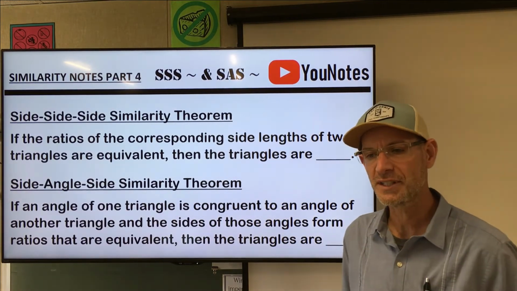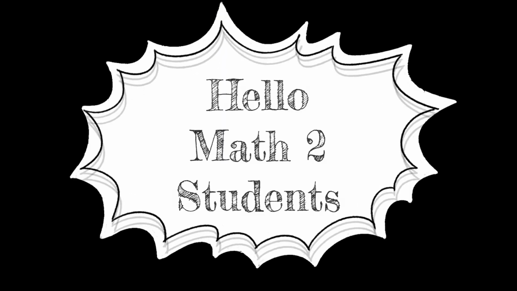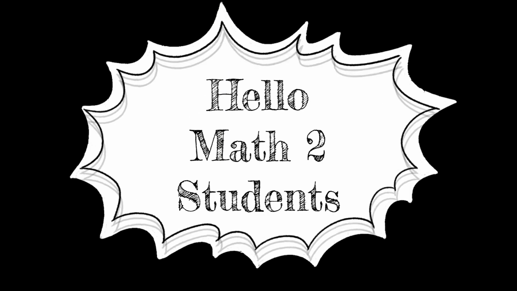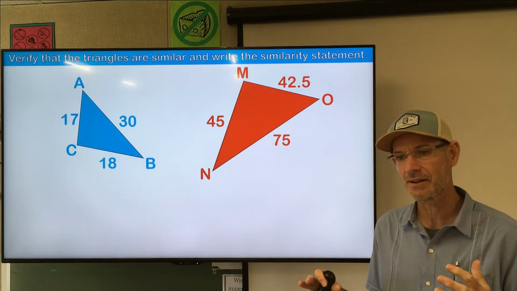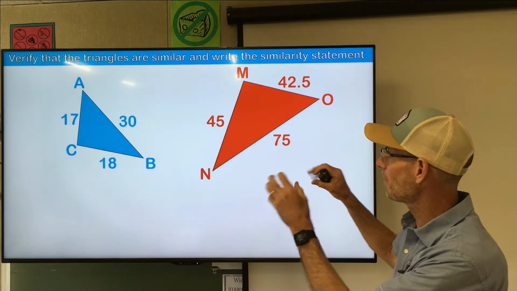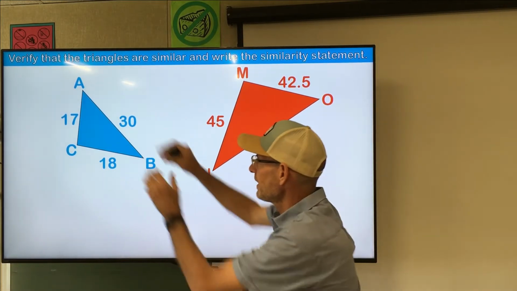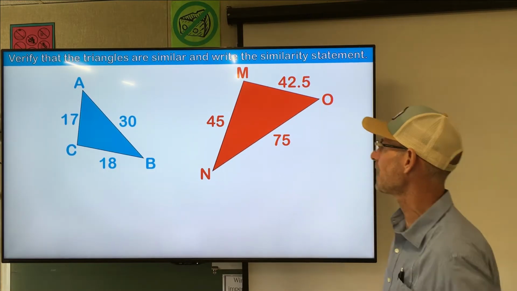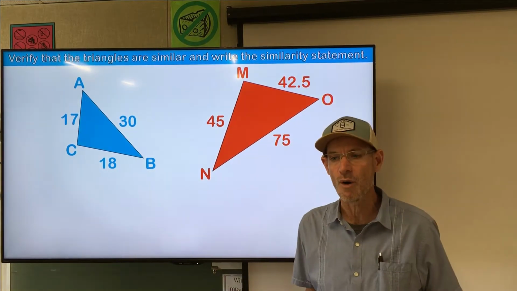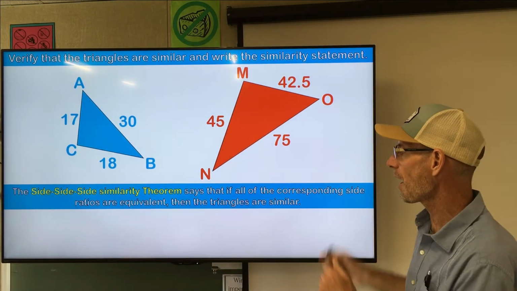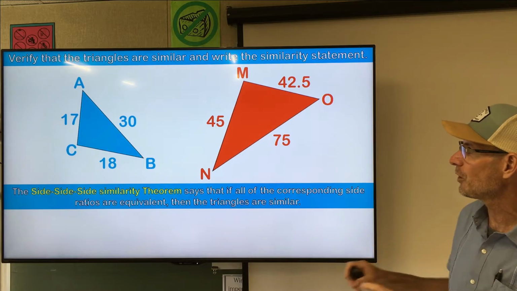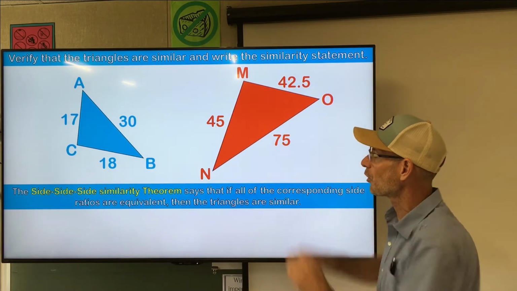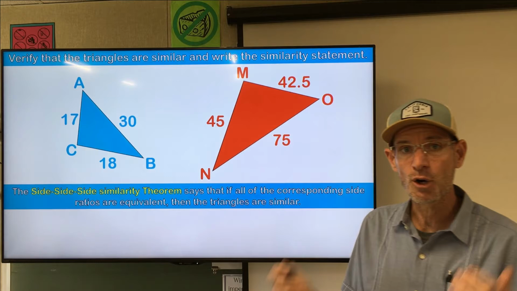So here's our first example. In this problem, we're going to verify that the triangles are similar and write a similarity statement. So in this problem, we know three sides in the blue triangle and three sides in the red triangle, but we don't know any angles. So in this problem, we're going to use the side-side-side similarity theorem. We're going to show that all of the pairs of corresponding sides are equivalent.